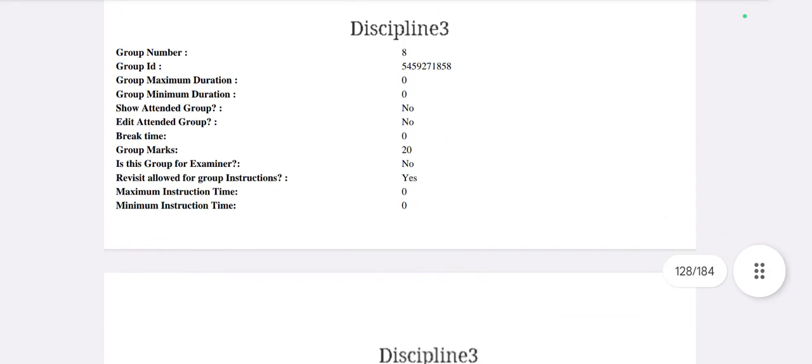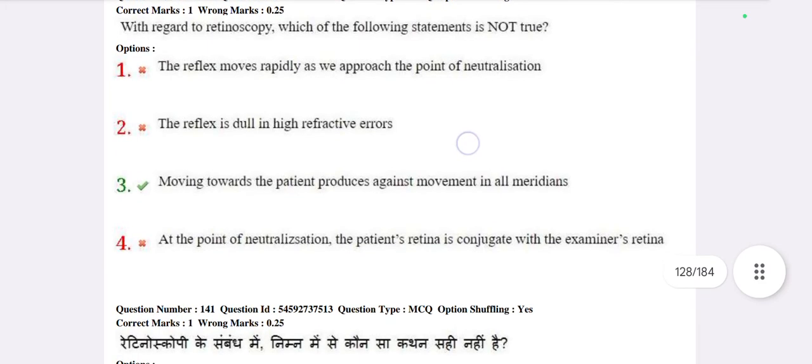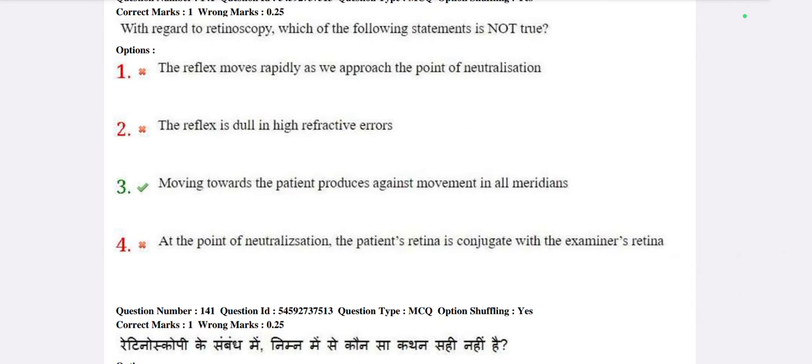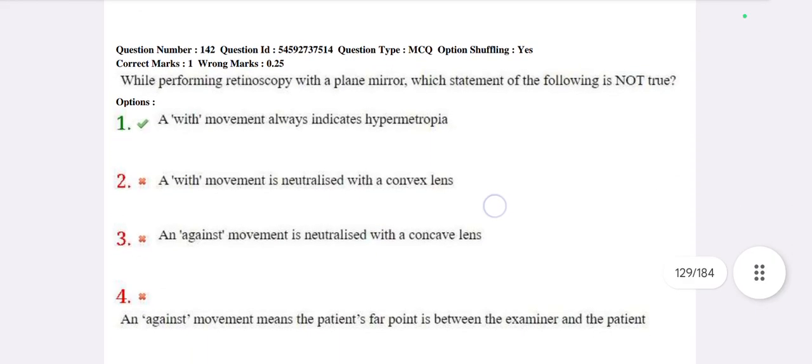Our next question is, with regard to retinoscopy, which of the following is not true? Answer is, moving towards the patient produces against movement in all meridians. Our next question is, while performing retinoscopy with a plane mirror, which of the following statements is not true? Answer is A, with movement always indicates hypermetropia.